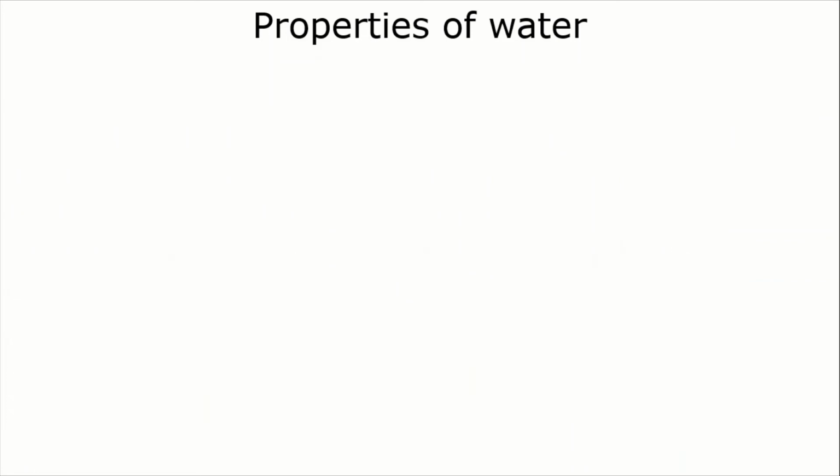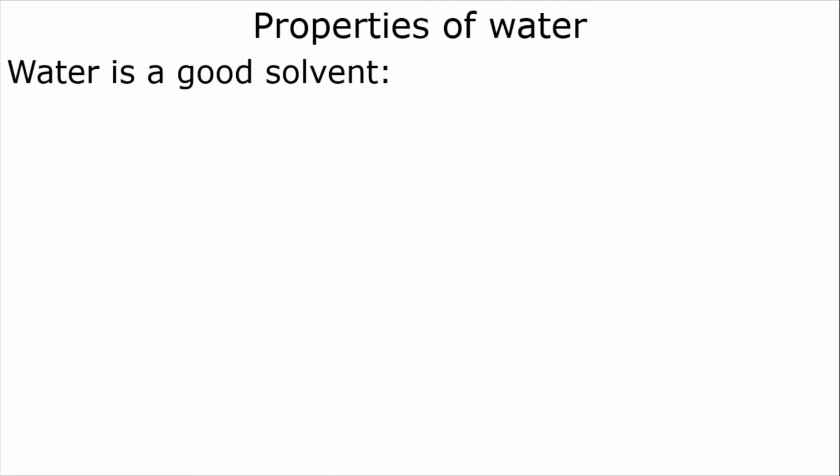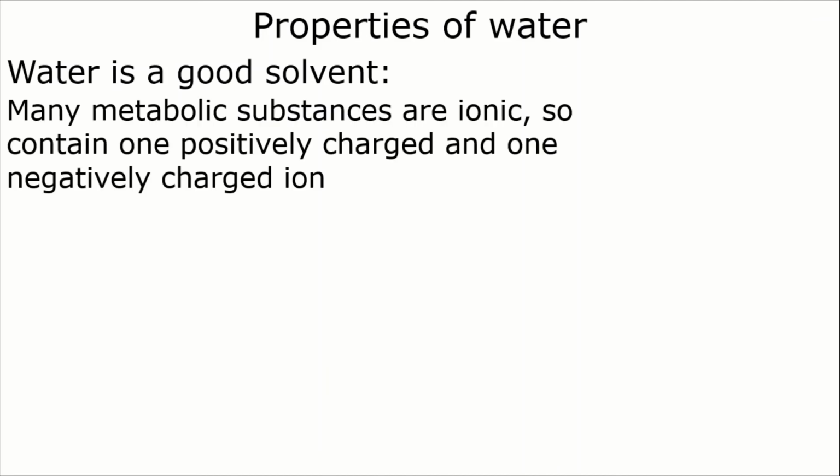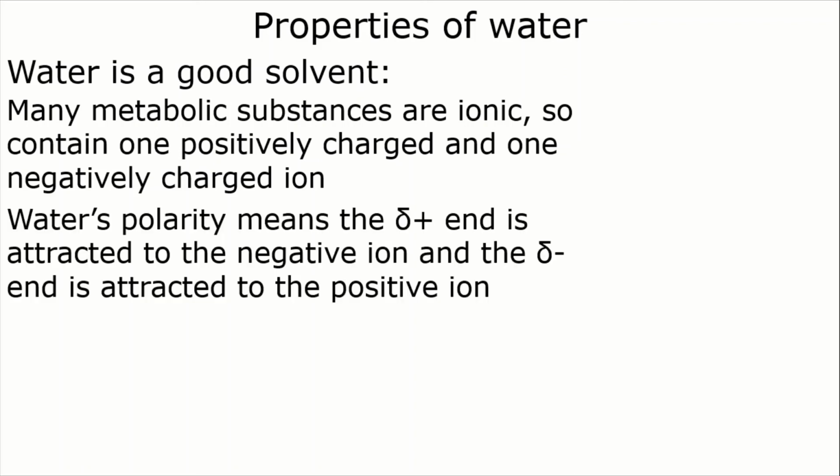So the final property of water we're going to look at is water as a solvent. Many metabolic substances involved in our metabolic reactions are what's known as ionic, which means they contain one positively charged and one negatively charged ion. An ion is just an atom that does not have an overall neutral charge. It might have lost an electron and so now has a slightly positive charge, or it may have gained an electron and therefore has a slight negative charge.